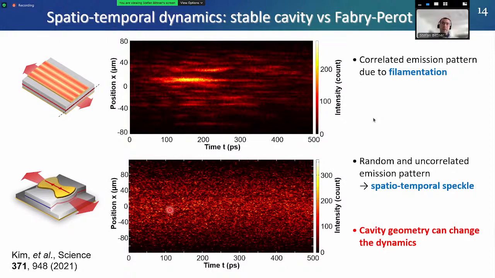And this is an intriguing example of how the cavity geometry can be used to change the spatiotemporal dynamics in a quite fundamental way with only a very simple change of the geometry.